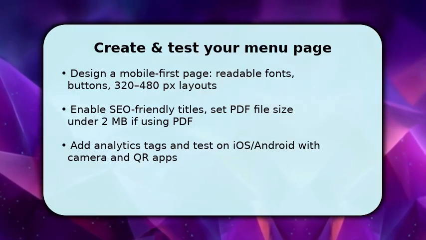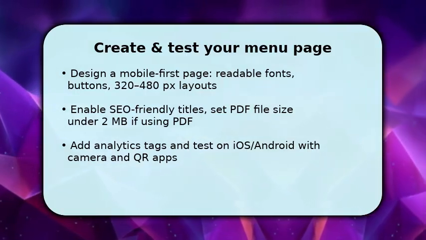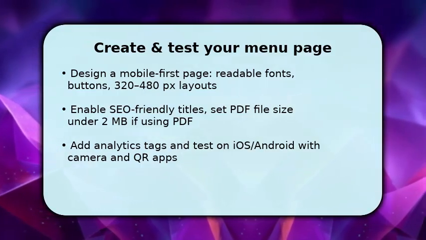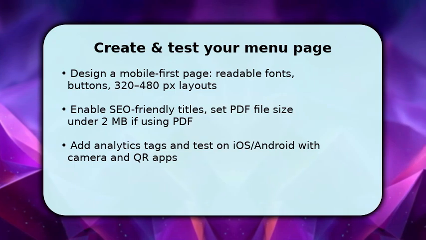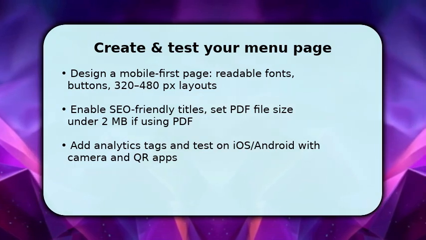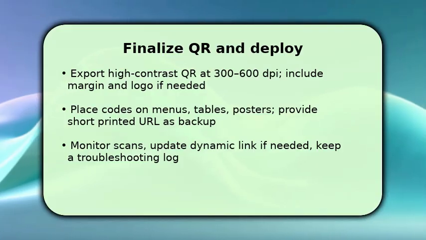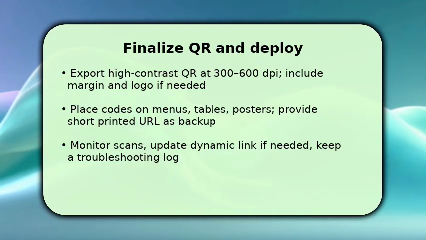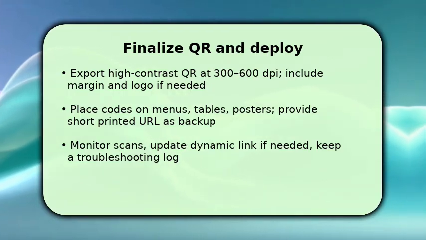Once everything is assembled, generate the dynamic short link, create a QR code, and test scanning on multiple devices and browsers to confirm consistent behavior and load speed. Finish by exporting a high-contrast QR image at print quality and include a quiet zone around the code. Add a small logo only if it remains scannable.